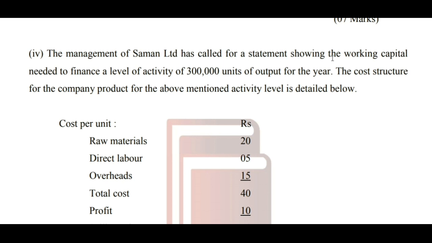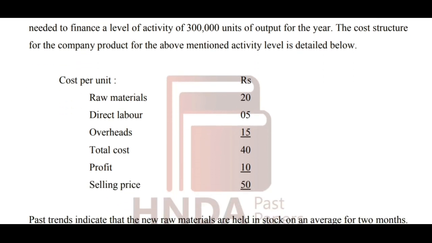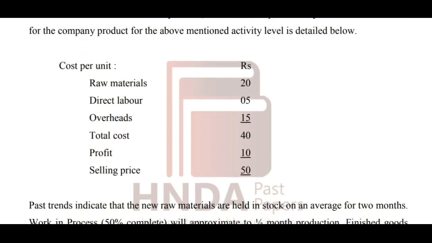The management of Summon Limited has called for a statement showing the working capital needed to finance a level of activity of 300,000 units of output for the year. The cost structure for the company product for the above mentioned activity level is detailed below. Cost per unit, raw material 20 rupees, direct labor 5 rupees, overheads 12 rupees, total cost of production per unit is 40 rupees, profit is 10 rupees, so selling price 40 plus 10 equal to 50 rupees.